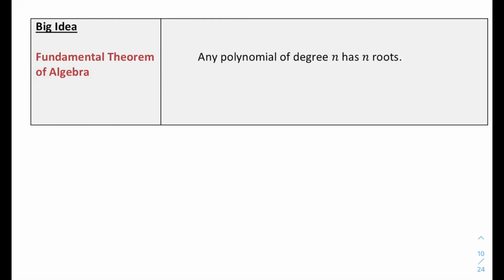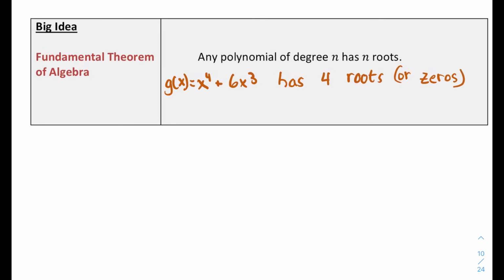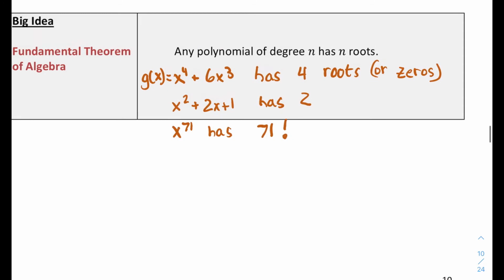So there is this fancy theorem, it's kind of important, called the fundamental theorem of algebra. What it says is that any polynomial of degree n has n roots. So if I have this degree 4 polynomial here, it's going to have 4 roots, or 4 zeros. If you have a polynomial like x to the second plus 2x plus 1, that's degree 2, so it's going to have 2 roots. X to the 71st would have 71 roots. They might not be distinct, might have 71 factors that are the same, but it's got 71 roots.